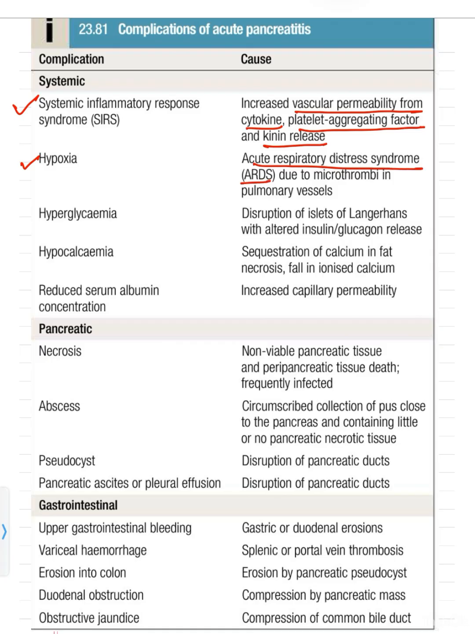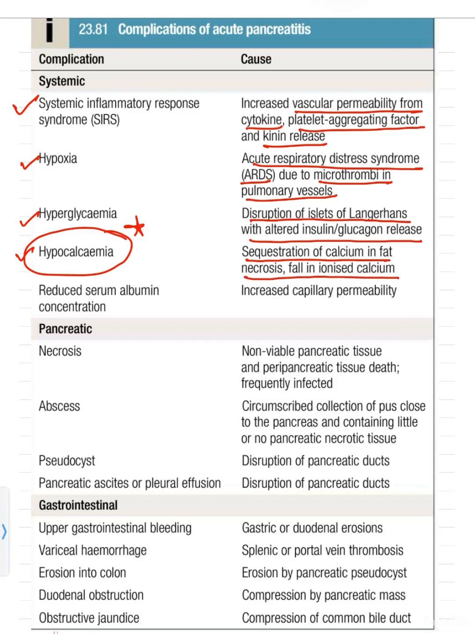Why is there ARDS? Because of the occurrence of microthrombi in the pulmonary vessels. Then there is hyperglycemia, because of disruption of islets of Langerhans with altered insulin or glucagon release. Then there will be hypocalcemia. You have to remember, there will be hypocalcemia, not hypercalcemia. Hypocalcemia is due to sequestration of calcium in fat necrosis, with a fall in ionized calcium. Then there is reduced serum albumin concentration. This was again asked. The serum albumin concentration will be reduced because capillary permeability has increased and the albumin has leaked out of the serum.